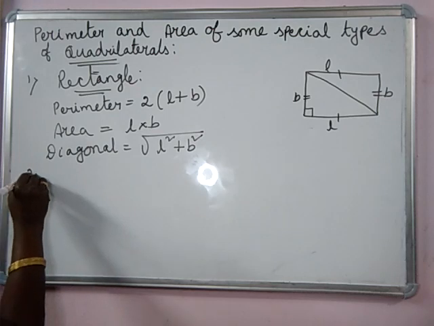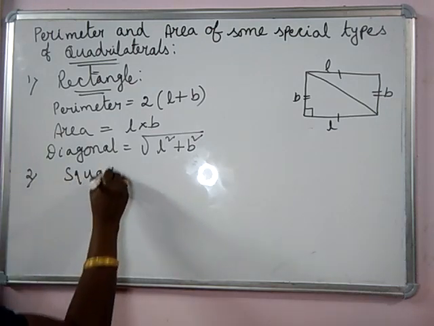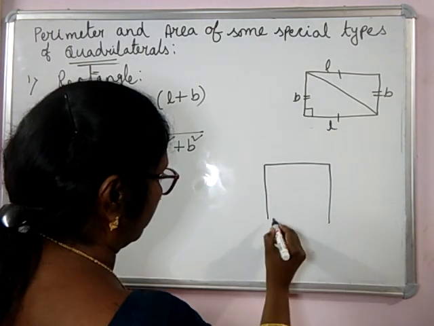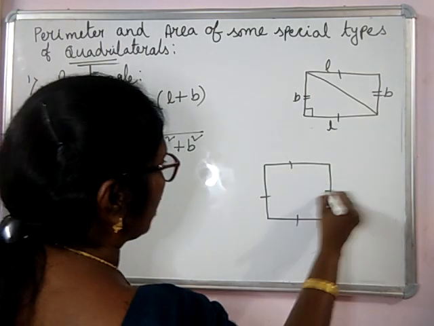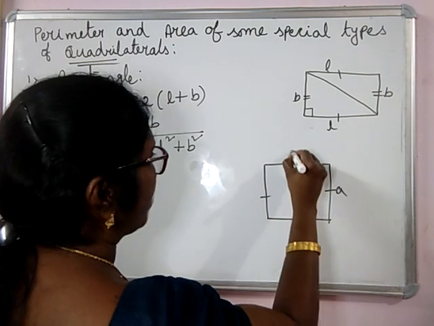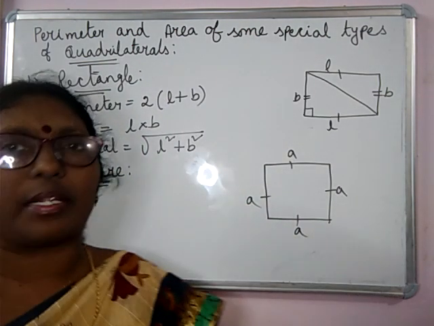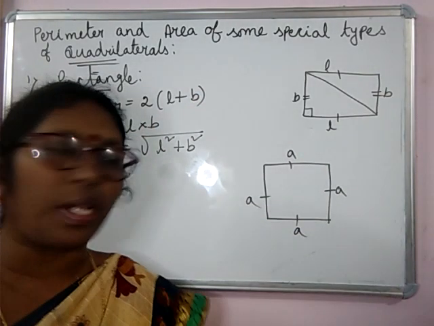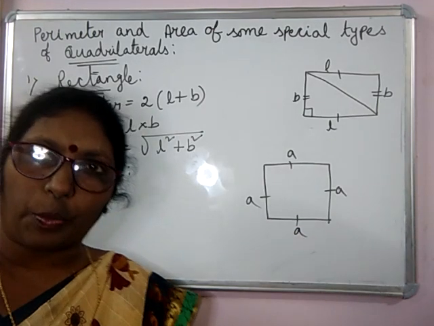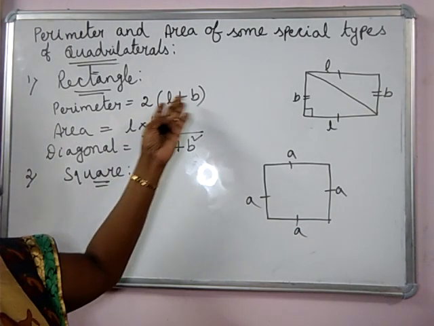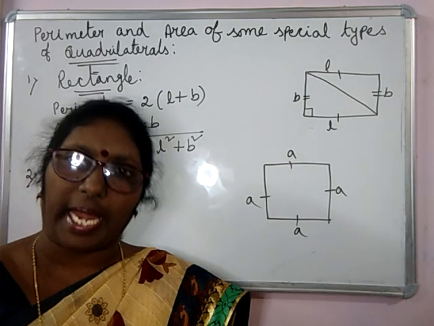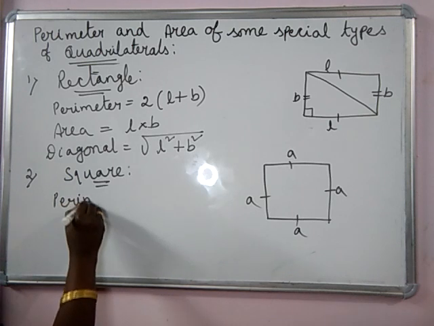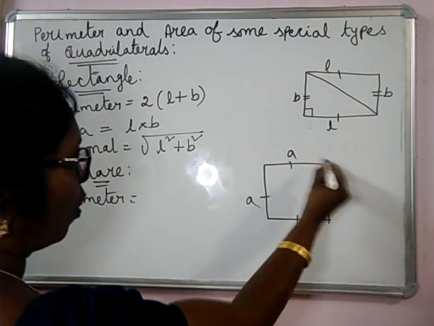Now, second one is square. What is a square? A square is a quadrilateral in which all the sides are equal. Generally, we take small a for the side of a square. Just in a rectangle, adjacent sides are not equal, but in a square, all the sides are equal. So, in a rectangle, in place of L and B, if we substitute a, you will get the formulas for square.